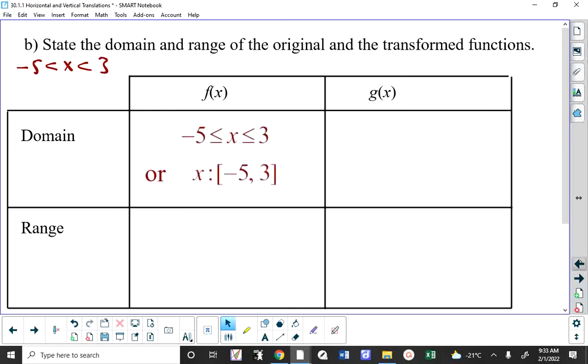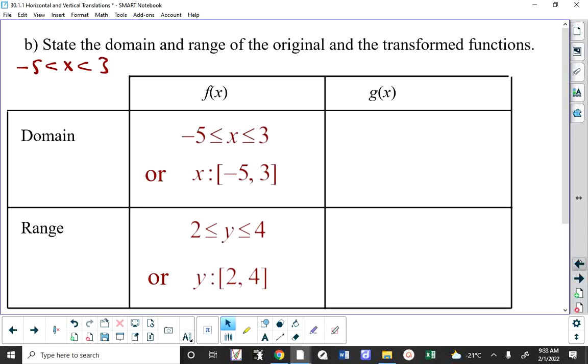The range, well, we can look over here on the right-hand screen at the range. The range is the values of y, and the lowest value of y is 2, and the largest value of y is 4. Don't look at the initial value of y and the final value of y. It doesn't matter what the final value of y is. What matters is what the biggest value of y is. So we can put 2 to 4 here. And again, you can write this in the other notation if you like.